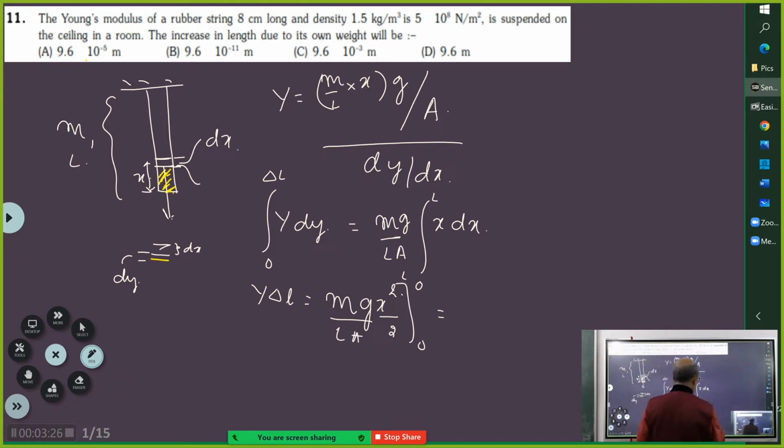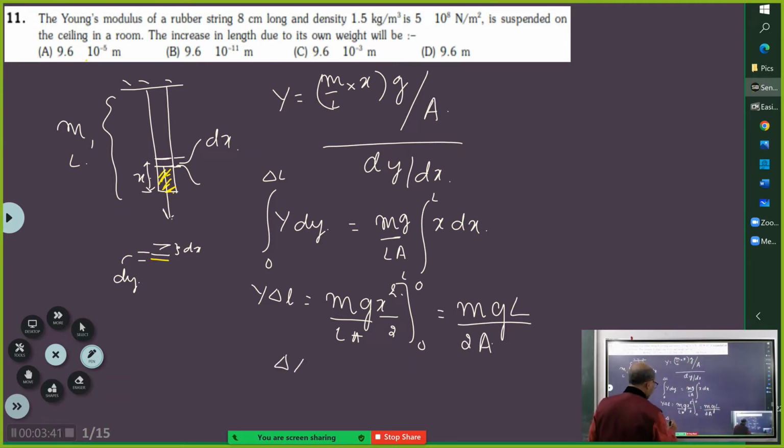So this becomes M g L square, one L will go, so I will keep that L there, and then I will have here only 2A coming up. And what I want is the elongation due to this whole weight, that will be equal to half M g L by Y A. I suppose this is the formula you have used.